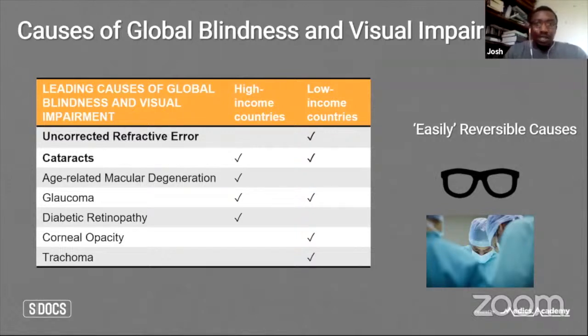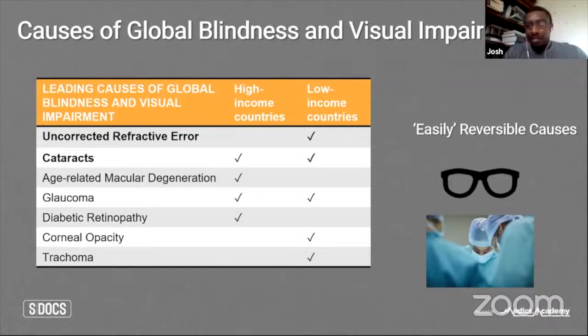But unfortunately, as you can see, it's a cause of global blindness and visual impairment. So it's a really easily reversible cause despite that. Cataracts as well, I've classed as an easily reversible cause because you do need surgery to fix cataracts, but actually cataract surgery is quite well known for being efficient. It's very cheap surgery to do.